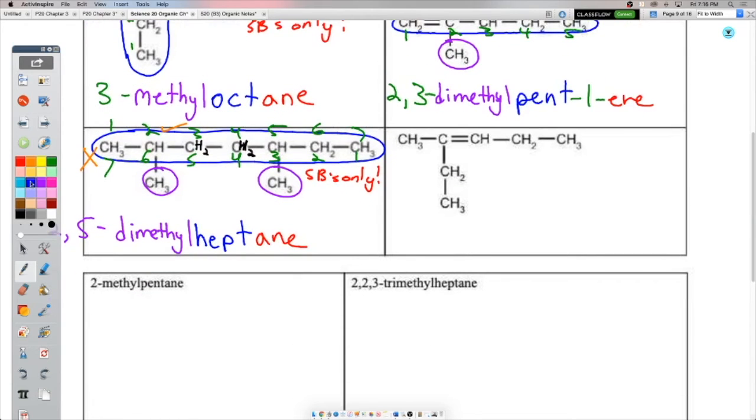Now, here's another one, tricky. A very common student mistake would be to see this and say, aha, there's my parent chain, it's nice and flat. But be careful, I see a longer one. Do you see it? That one has 1, 2, 3, 4, 5 carbons. I see one that has 1, 2, 3, 4, 5, 6 carbons. So always be careful. Look for the longest parent chain. They might try to trick you with some twists and turns. So we've got 1, 2, 3, 4, 5, 6.